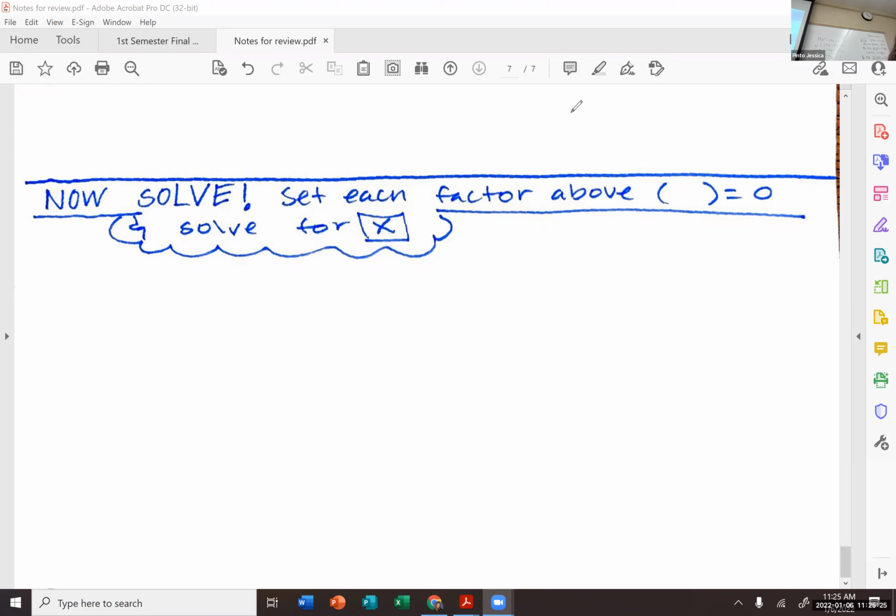Next one, I didn't show any work for this one. You see my boxes? They're tiny boxes. They don't look like boxes, but they are. 64x squared minus 1. The next one, 49x squared minus 16. Then we've got our big box: x to the third plus 7x squared plus 16x plus 30, all positive. So that one was a little bit easier.